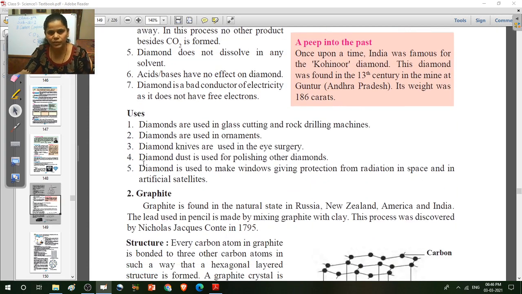Clear? Then the next one is uses. You know very well what is the use of diamonds. Diamond is useful to make ornaments. Okay, understood, girls? Diamonds are used in glass cutting and rock drilling machines. Diamonds are used in ornaments. Diamond knives are used in eye surgery also. Diamond dust is used for polishing other diamonds. Diamond is used to make windows giving protection from radiation in space and in artificial satellites. So this is the information on diamond.